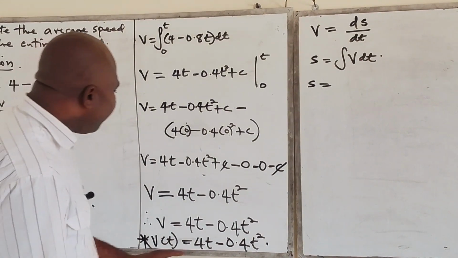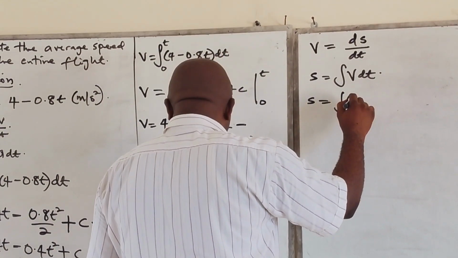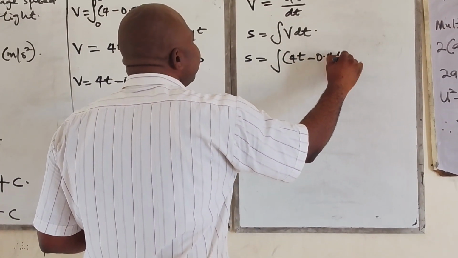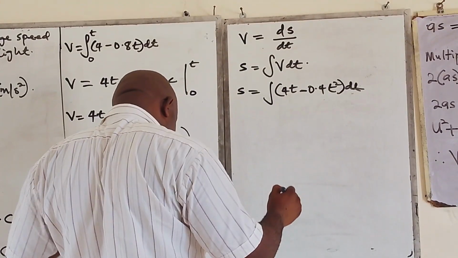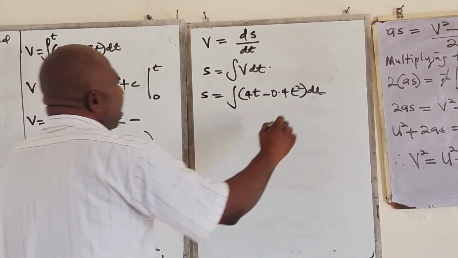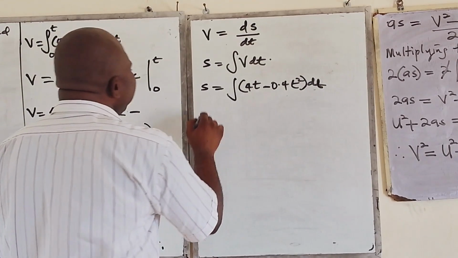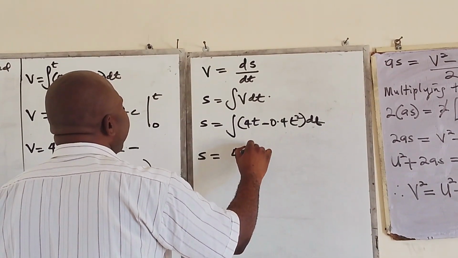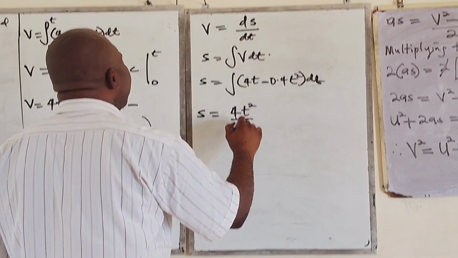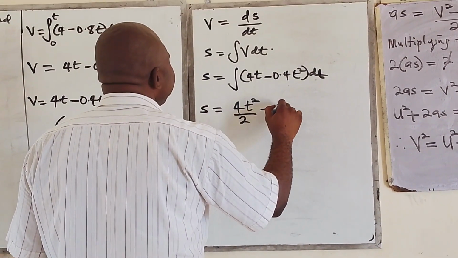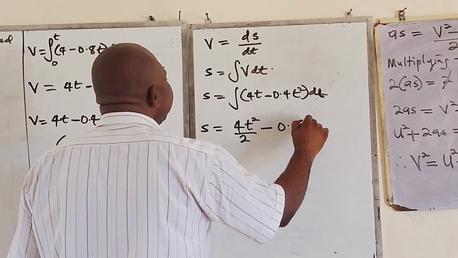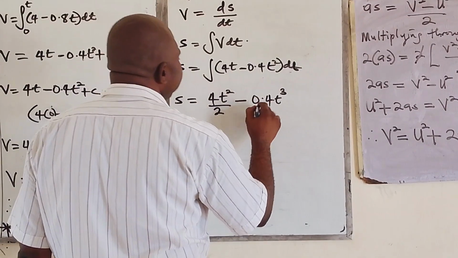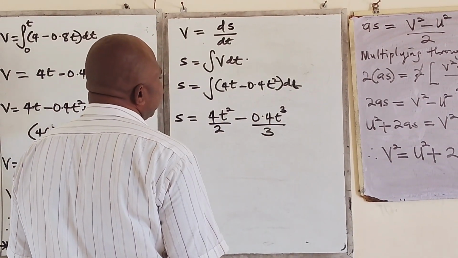So the value of v now will be 4t minus 0.4t squared, with respect to t. So the value of our x now will be equal to, when you integrate this, we have 4t squared all over 2 minus 0.4t raised to the power of 3. When you add one here, it becomes 3, then all over 3. Then we have plus c.